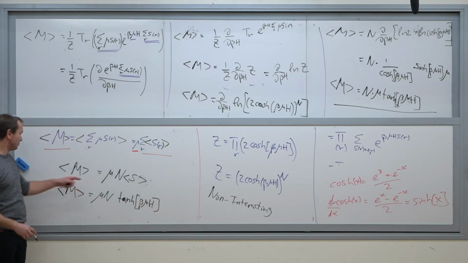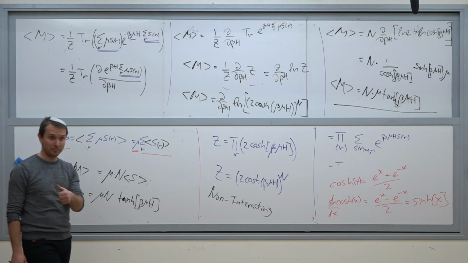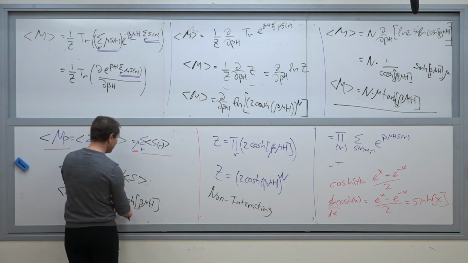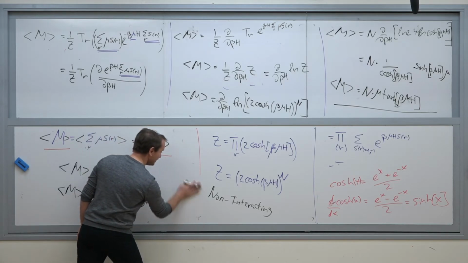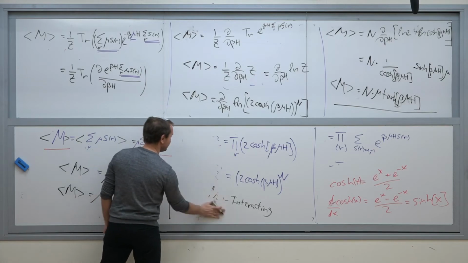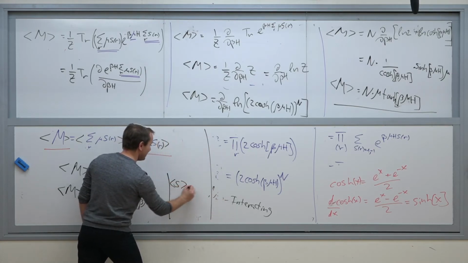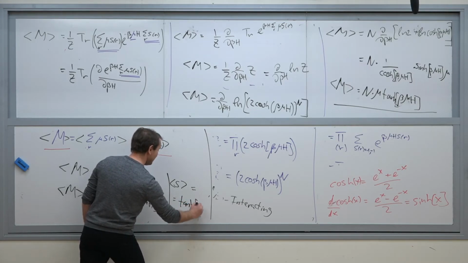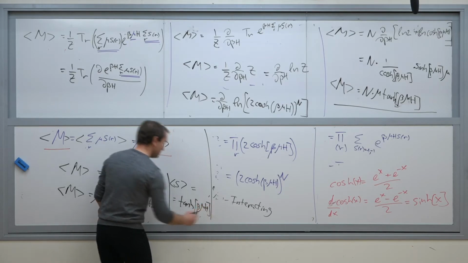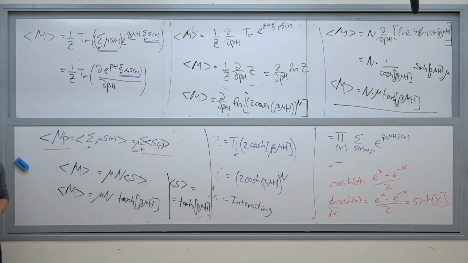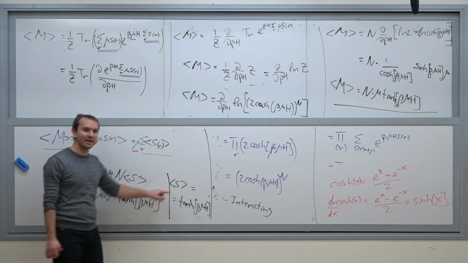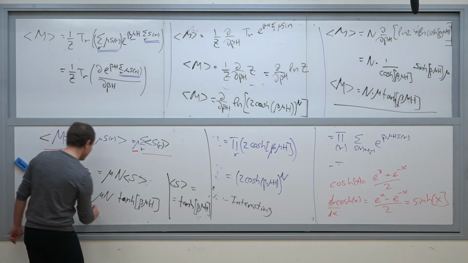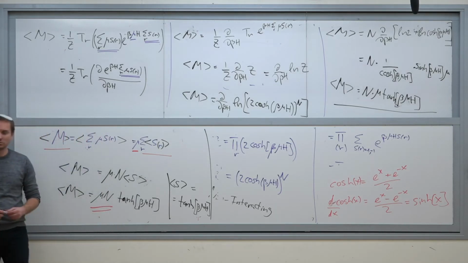First of all, we managed to compute the total magnetization. Moreover, since we had no interactions whatsoever, we managed to compute the average value of S. The S average value equals the hyperbolic tangent of beta mu h. For the non-interacting picture, I could study either the average value of S or the average value of M. I don't really care, because there is simply a constant that multiplies them both.